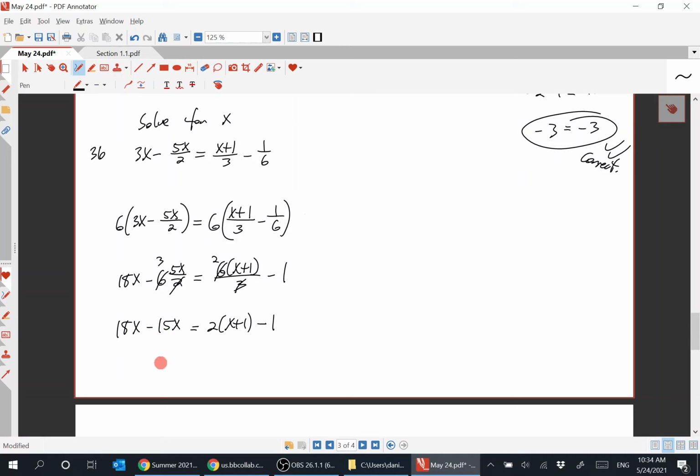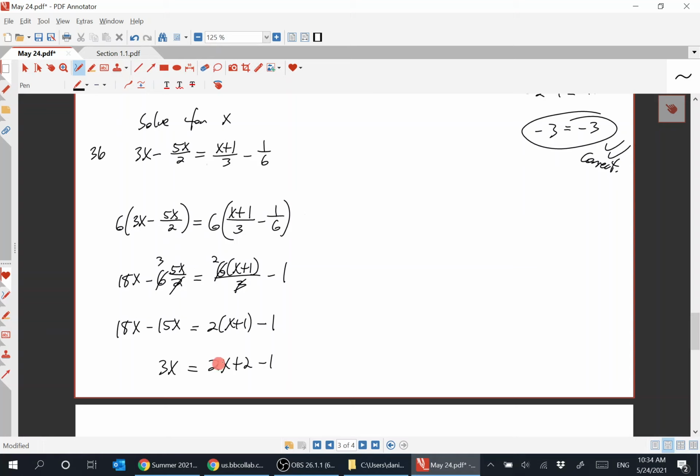So 18x minus 15x is 3x. Multiply through here: 2x plus 2 minus 1. Notice I'm stacking my equations here. When you solve equations, you stack the equations. You don't work in a string of equalities. You stack an equation, left-hand side, right-hand side, with the equal in the middle. Next equation, left-hand side, right-hand side, with the equal in the middle, usually with these lined up if you can possibly do it that way, if you've got enough space. That's the proper way to write equations when you're solving: stack them like this.